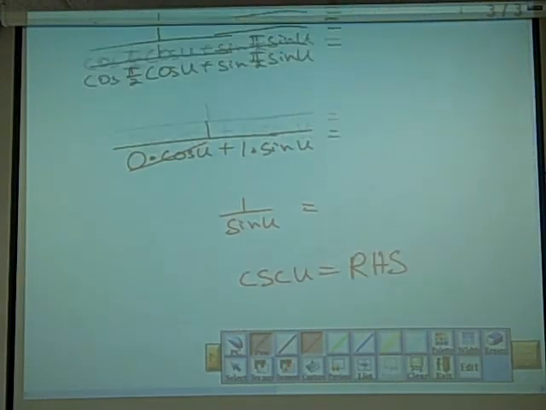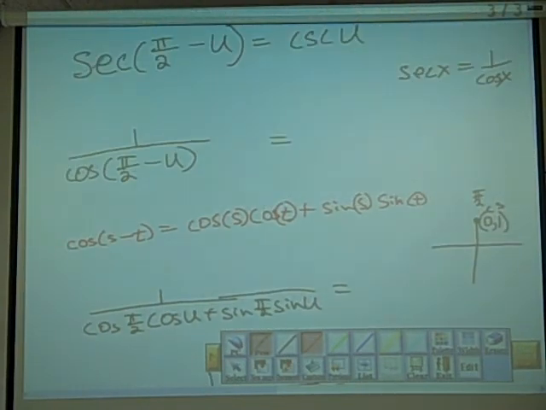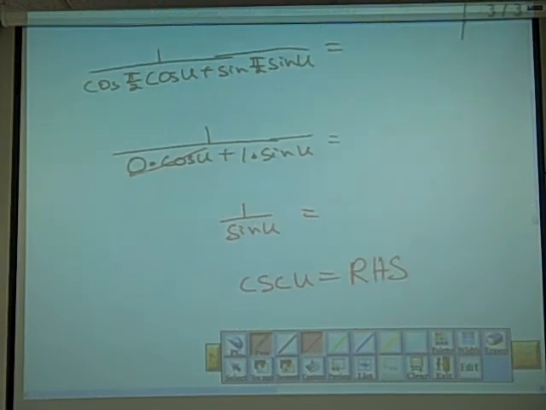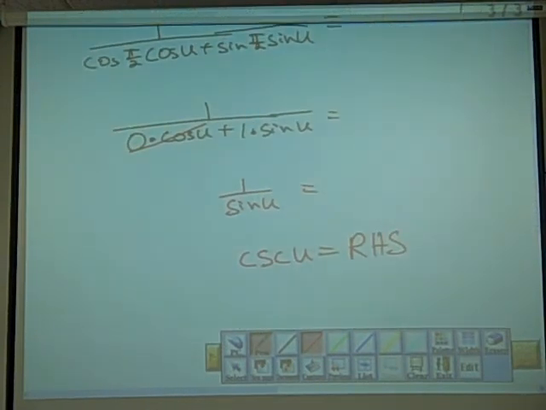So now if we wanted to start with cosecant on the left side, then we would put 1 over sine of pi over 2 minus u, and then work the sum or difference formula for sine, in this case. And then go ahead and flip it back at the end.